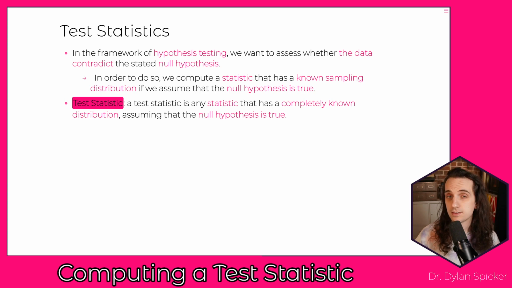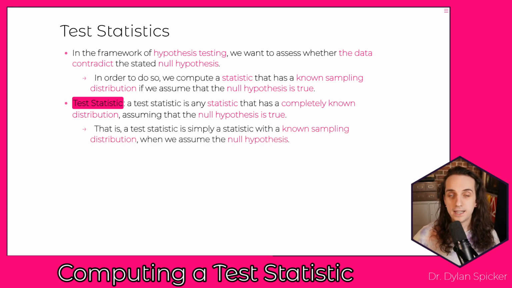And the utility of this is that we're going to then be able to use these statistics in order to assess the likelihood of the null hypothesis indirectly. Okay, so any statistic that has a known sampling distribution, if we assume that the null hypothesis is true, is called a test statistic.